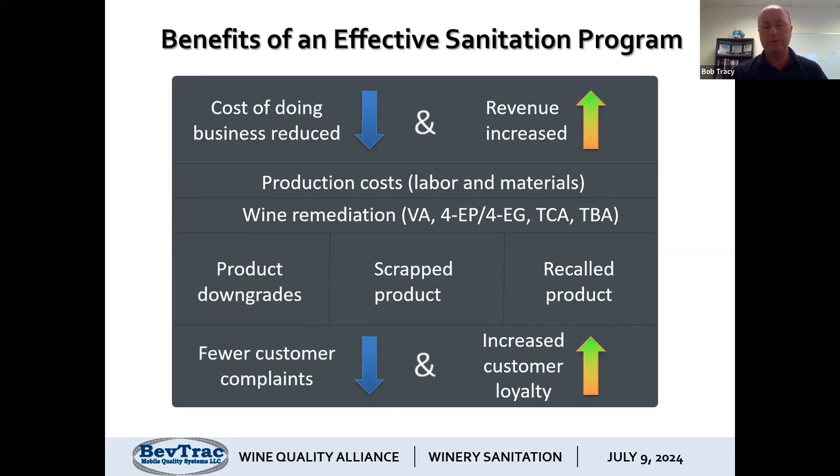So these are all the benefits of having an effective sanitation program. You save money, you have better quality, you won't have to get rid of product, you won't have to downgrade the product.